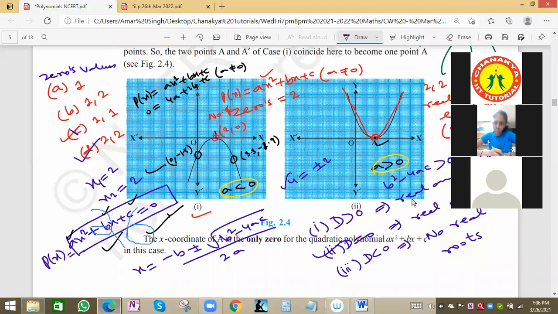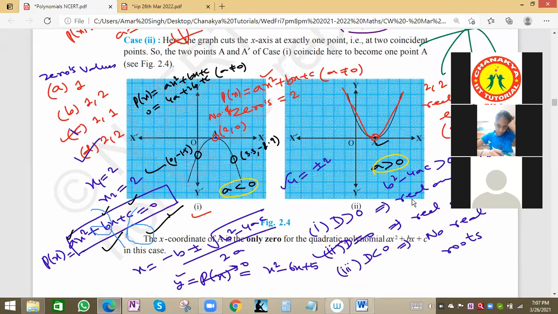Zeros will be 1. As per the given graph, P(x) is always y. P(x) is some value, suppose x square minus 6x plus 5, but always P(x) is y. In the back of the mind, we have to remember P(x) is y. So P(x) is 0 means y is 0. Where? At the x-axis, because at any other position y has some other value. So everywhere we have to see at which point the graph is cutting the x-axis.